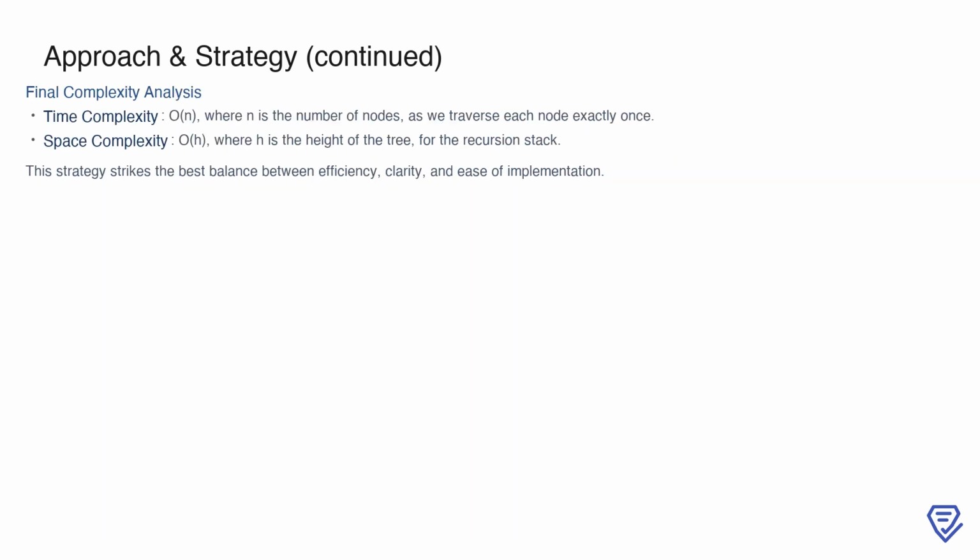operations. The final analysis of our chosen strategy highlights its balance of efficiency and simplicity. With a time complexity of O(n), we ensure that each node is processed exactly once, avoiding unnecessary recomputation. The space complexity is O(h), where h represents the height of the tree, and this accounts for the memory used by the recursion stack. This balance makes the post-order traversal approach not only efficient but also easy to implement and maintain. By combining clarity with optimal resource usage, this strategy effectively addresses the problem's requirements while remaining robust even for larger or more complex trees.